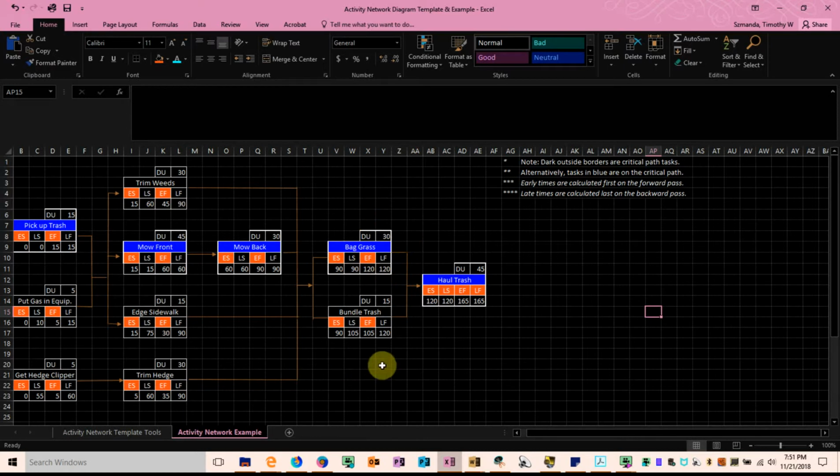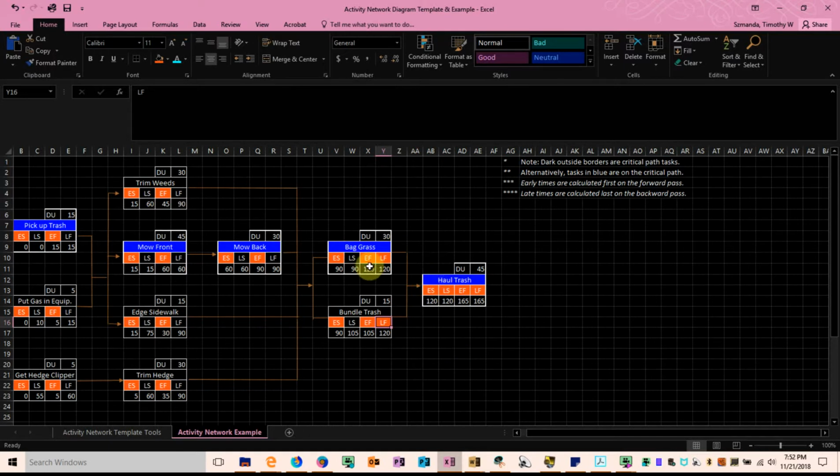Continuing backward to the next layer of activities, we want to calculate the latest finish of bagging the grass and bundling the trash. So we'll look at the succeeding activity of hauling the trash, and we're going to look toward the latest start time. Since there's only one activity, the latest finish of these two activities has to correlate to the latest start of the final activity. So that's 120. So both of those latest finish times are complete since they correlate with the latest start time of the final activity.